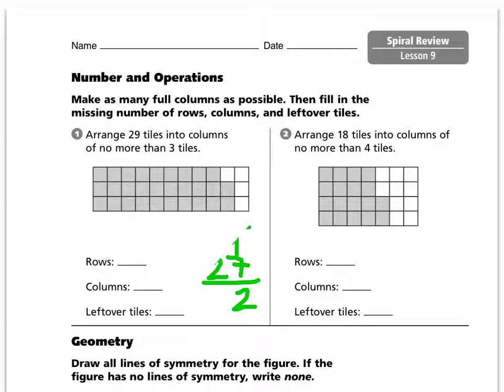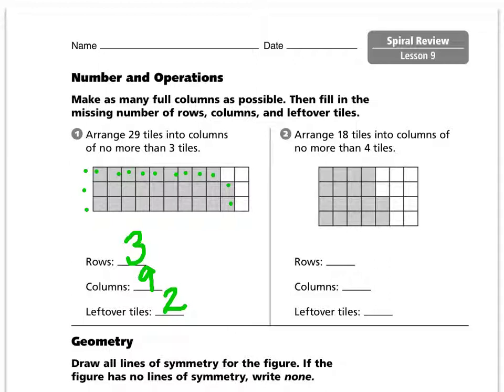I can look at this array and think about the same thing. I have 1, 2, 3, 4, 5, 6, 7, 8, 9 full columns with 2 left over. When you think about that, you have 3 rows and you have 9 columns. There's 2 tiles left over.